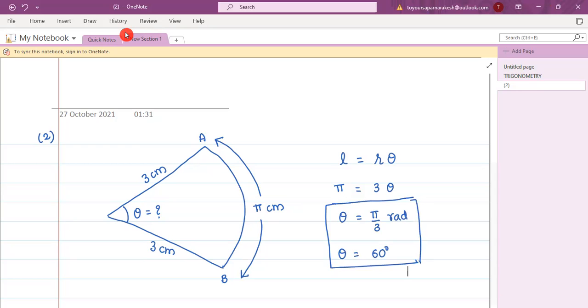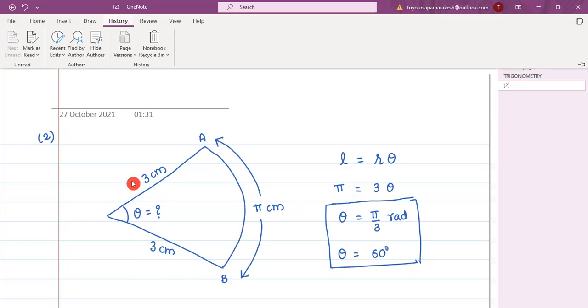See the figure. In the figure, radius is given as 3 centimeters, and the length of the arc is given as pi centimeters. We have to find theta. What is the equation we have? L equals r theta. Length is pi centimeters, radius is 3 centimeters into theta. Therefore, theta equals pi by 3 radians, so theta equals 60 degrees. This is the process we have to follow to find the length of the arc.